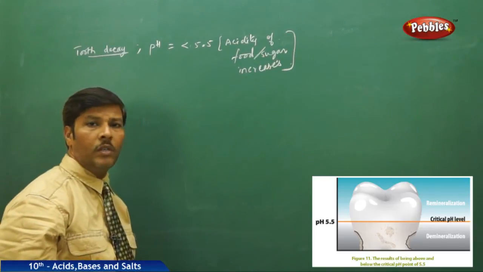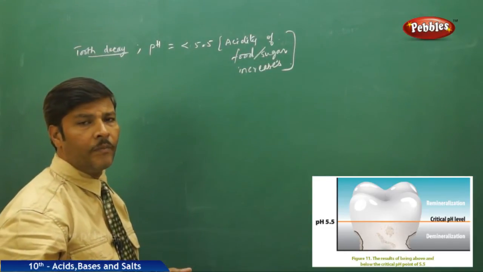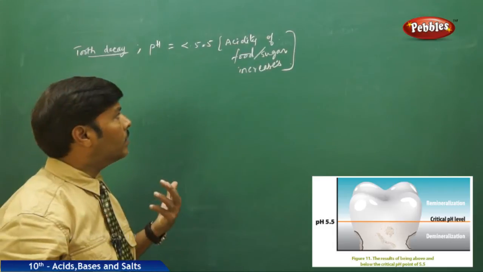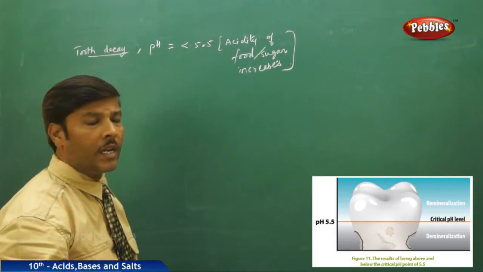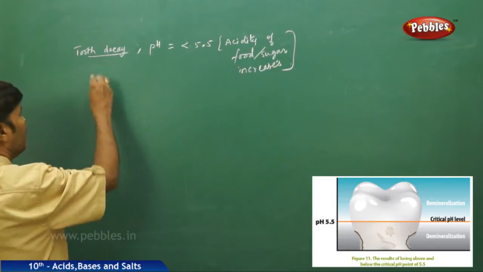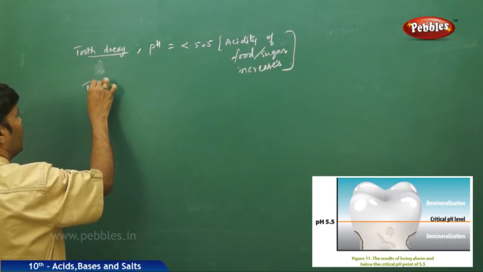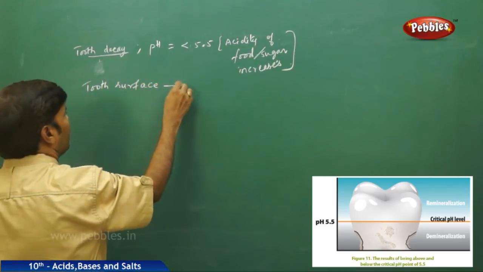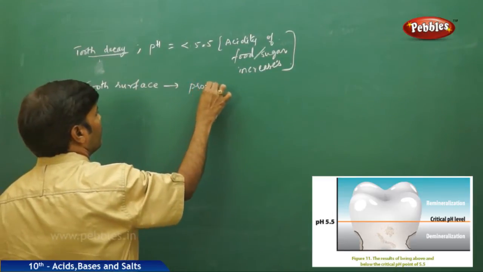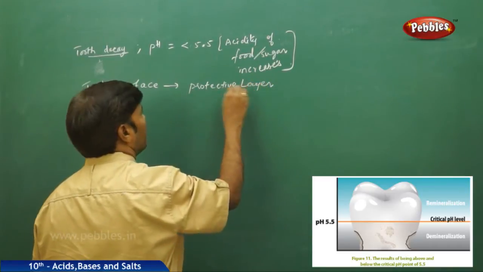The food and sugar try to get oxidized with the oxygen which we inhale. With the help of oxygen, the food in the form of sugar gets oxidized and starts attacking the protective layer of the tooth. If you take the tooth surface, it has a protective layer that we call enamel.